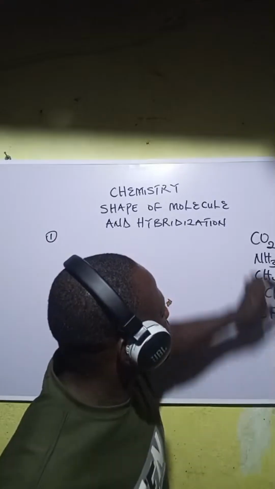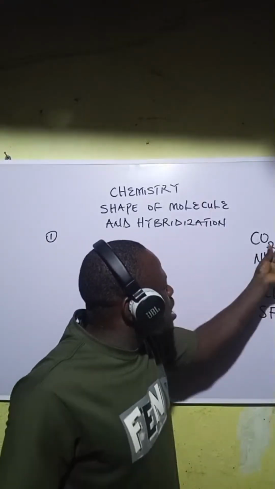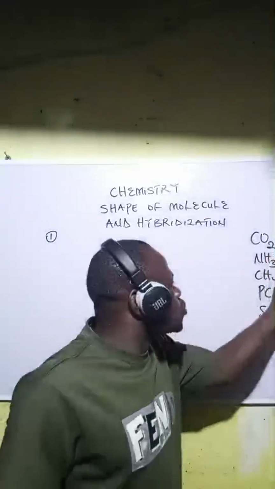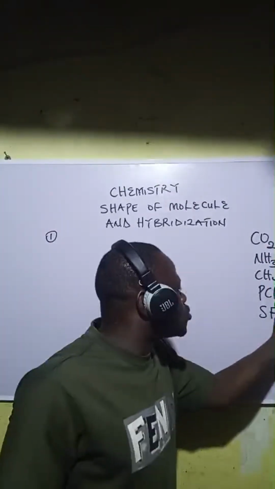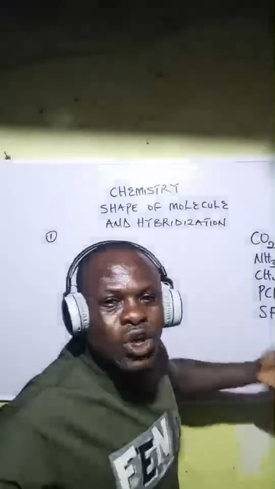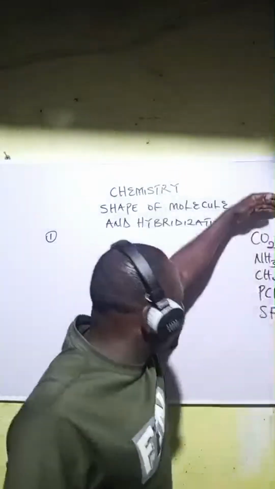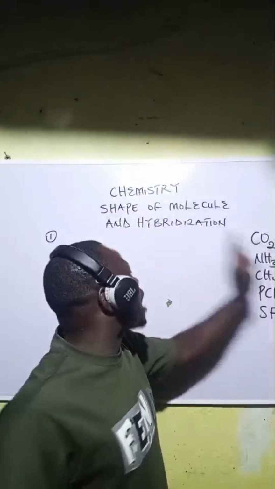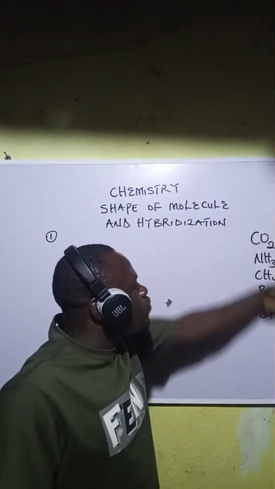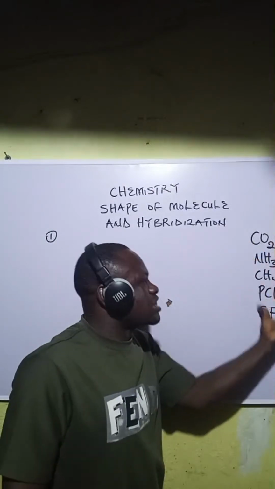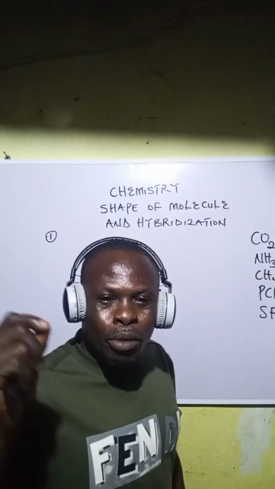So we are going to look at the atoms here. This one has two atoms. This one has three atoms. This one four atoms. This one five atoms. How are they called? These are the various shapes. This is what we're going to look at, and equally look at the type of hybridization being possessed by these various shapes of molecules.